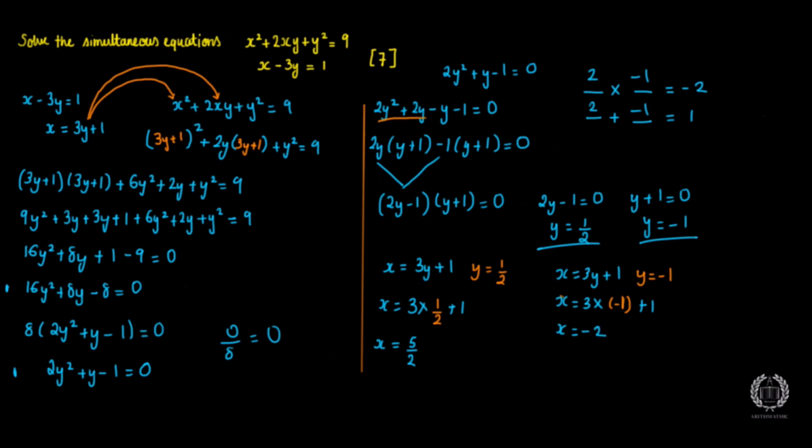Now the final step is how we write the answer. When x equals 5 over 2, my y value was half. Then, comma, when x is equal to minus 2, my y value was minus 1. And that is your answer for this quadratic simultaneous equation.